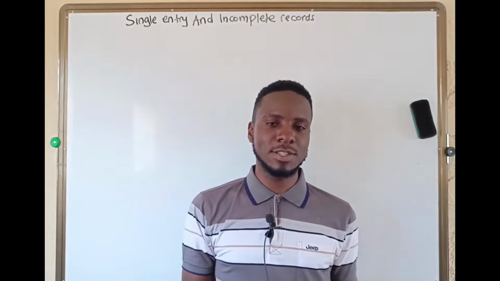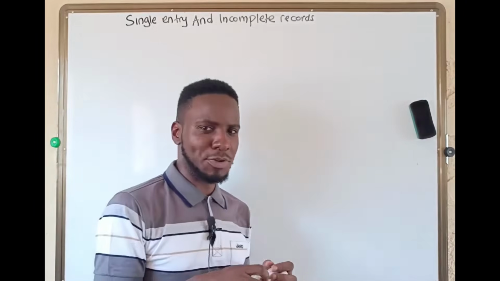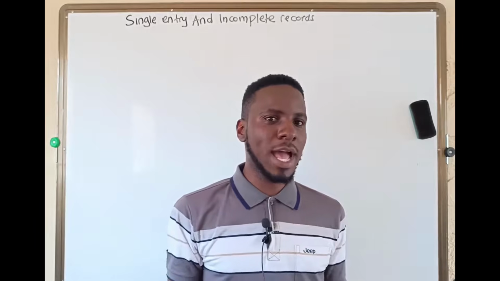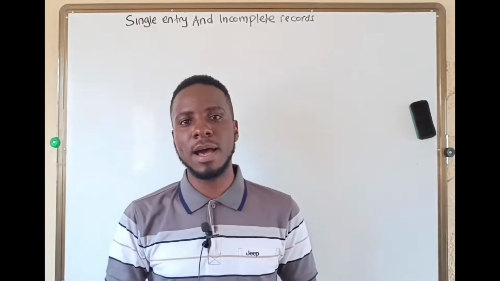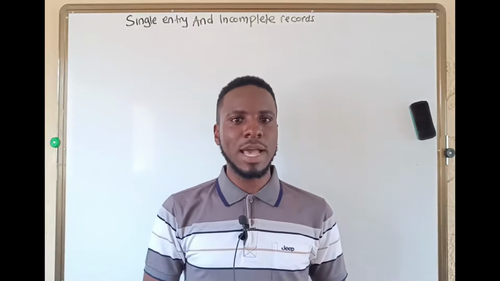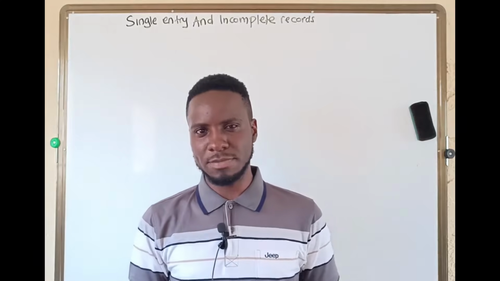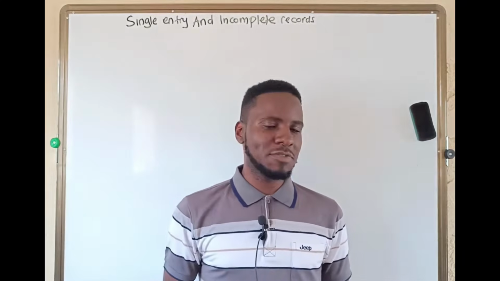Today we are going to start a new topic. We are going to look at single entry and incomplete records. Now, we are in the accounting business. Remember, previously I told you that we have the double entry system. So ideally, in accounting, we are supposed to follow the double entry system. But that's not the case with very many businesses.